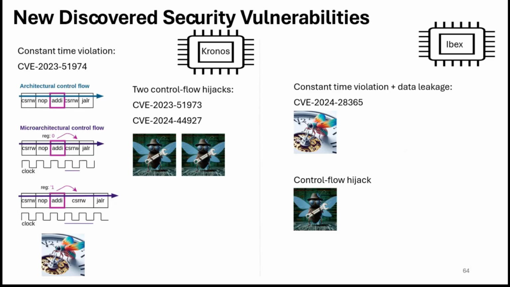And on the IBEX one, we found also a constant time violation and a data leakage where the multiplication got in some weird stage. And then it was possible that data from one multiplication leaked to another, either really into the registers, or it could cause a timing delay of the next multiplication. And also a control flow hijack in some custom configuration, which was found with CellDFT, where a branch operand was really writing into the program counter.